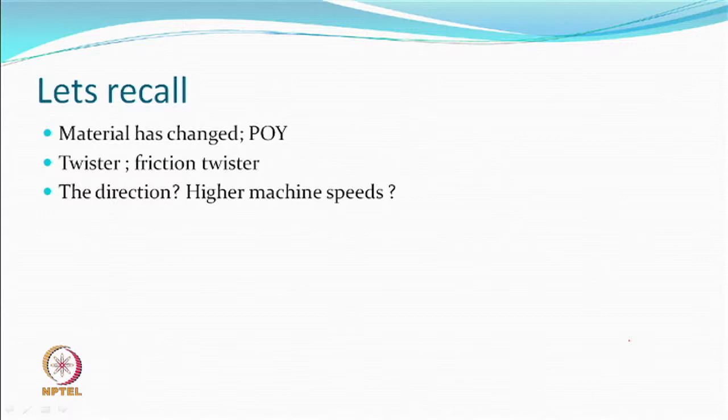Because you have been able to handle some of the challenges of the material and some of the challenges of the machine, so what do you want? Obviously, you want higher machine speeds, so that at least the drawing speeds which were being used, the texturing speed could be similar to that. Today the machines you may be thinking will be running at 800 meters per minute, 1000 meters per minute, or even higher. So that way you say, well, draw texturing has an advantage. So machine speeds have to increase.